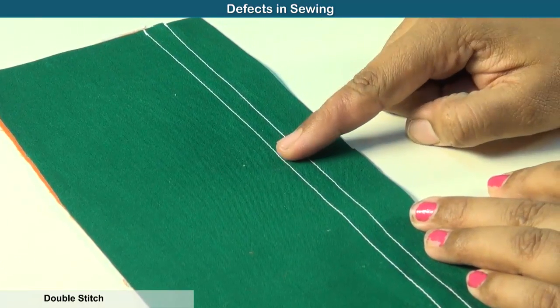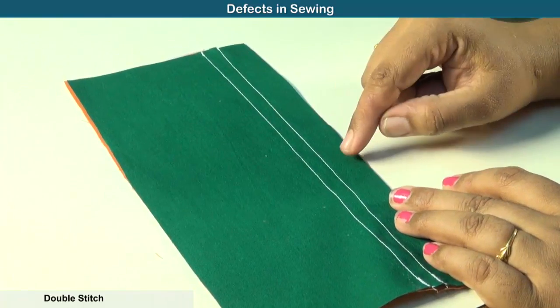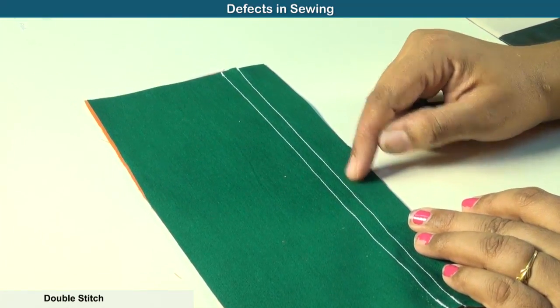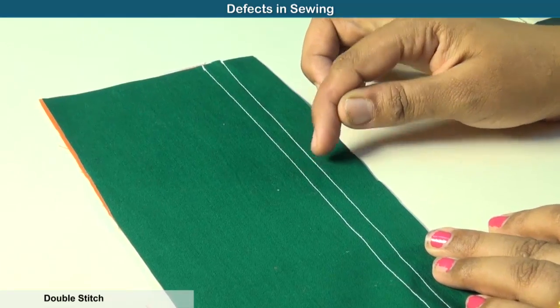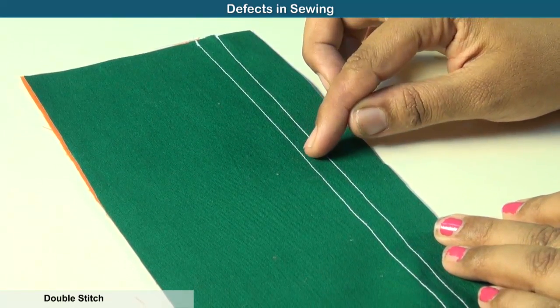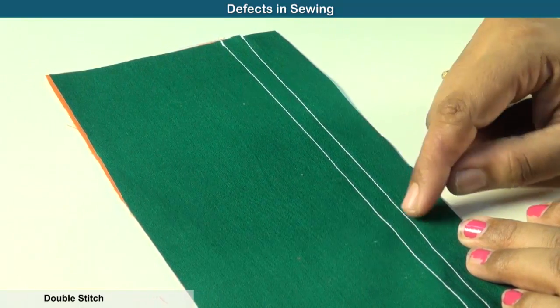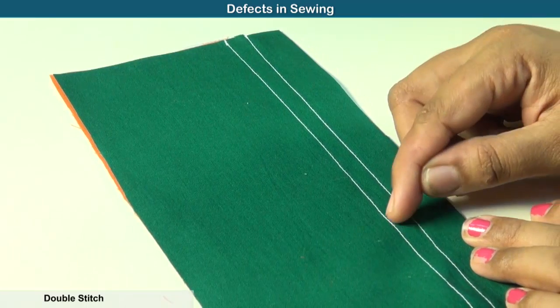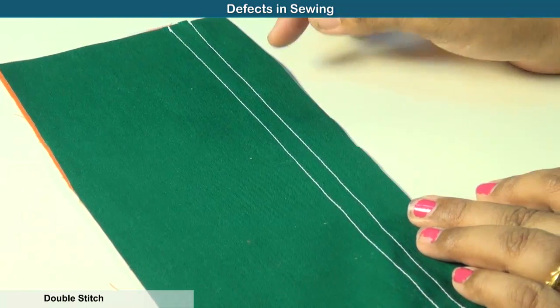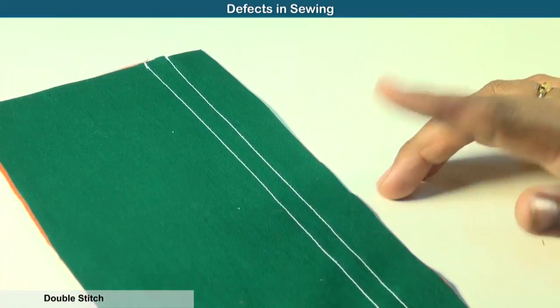We made double stitch. Actually we have to use the foot so that we get the distance proper, and the stitch length also should be proper, but we made 2 times, so we are getting the distance difference, and the stitch length also will be different, so you have to use a proper foot. So this is known as double stitch.